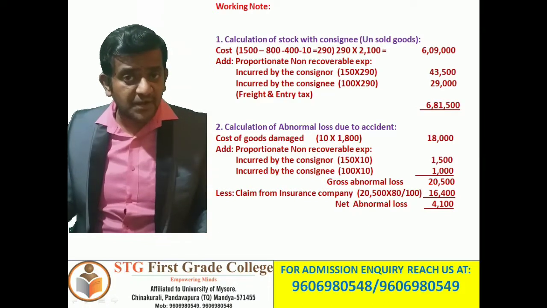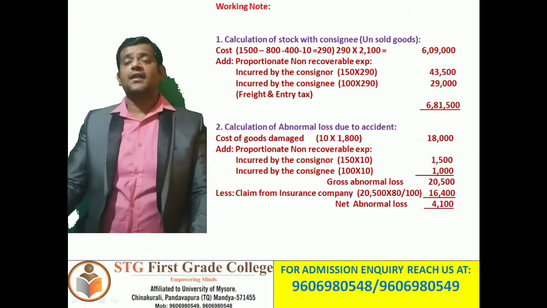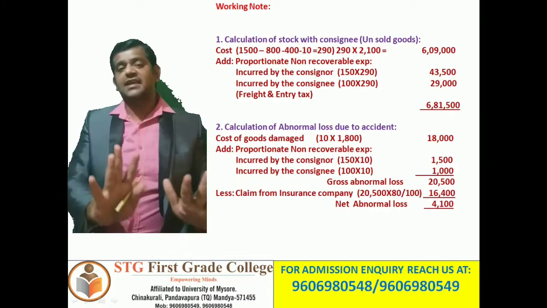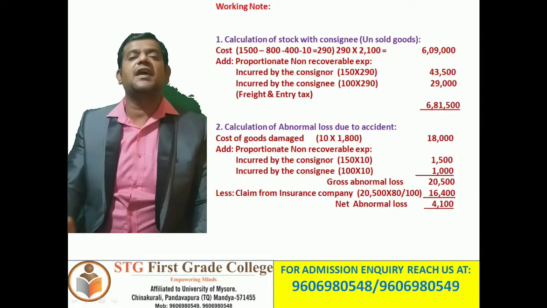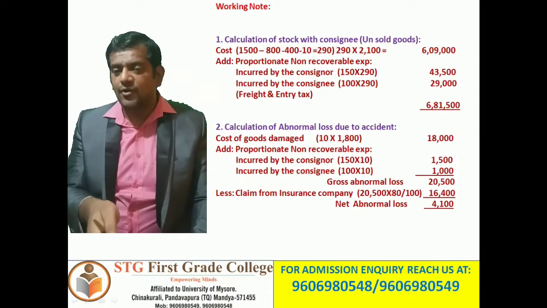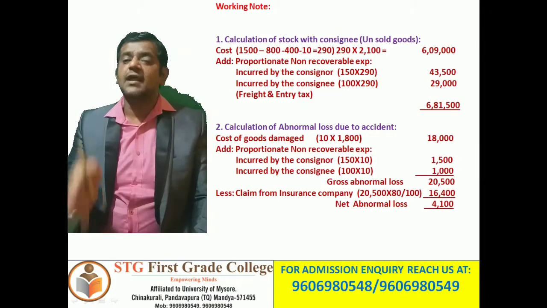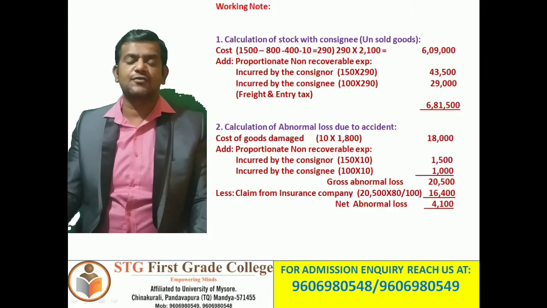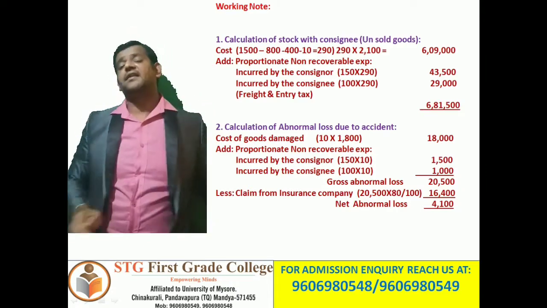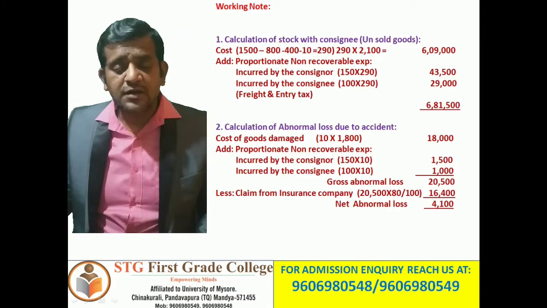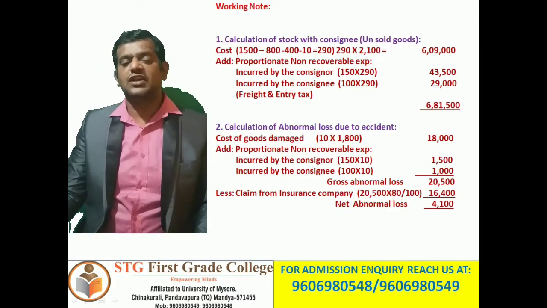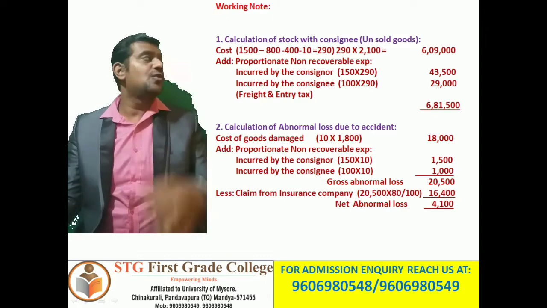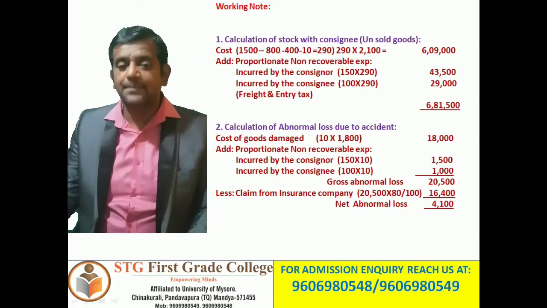So add the proportionate non-recoverable expenditure incurred by the consignor. The consignor per bicycle has incurred 150 rupees, correct? 150 rupees per bicycle. Since it is given per bicycle, I need not divide again to find the per bicycle expenditure. So directly I am going to calculate on the number of bicycles left with the consignee. So 150 rupees into 290 bicycles. That is the expenditure incurred by the consignor. That comes to 43,500 rupees. So take it and enter the same.